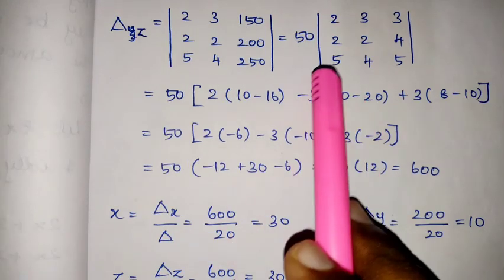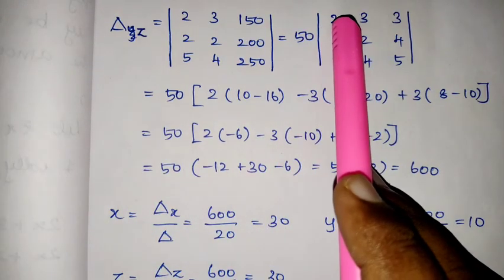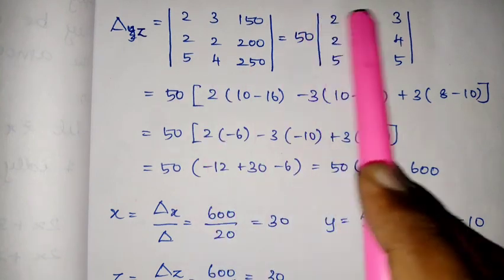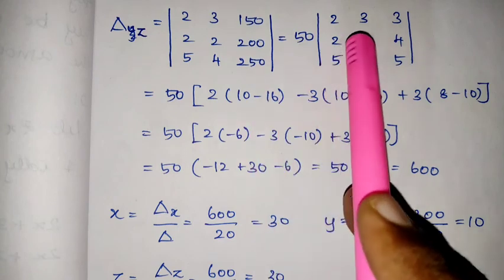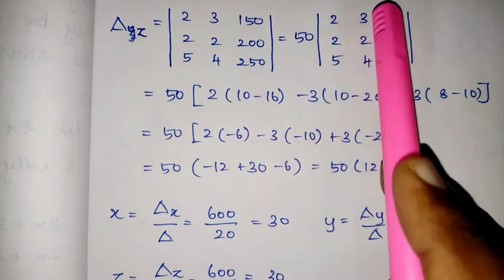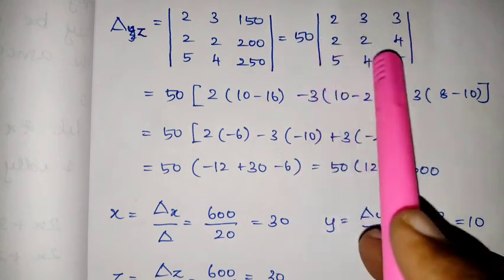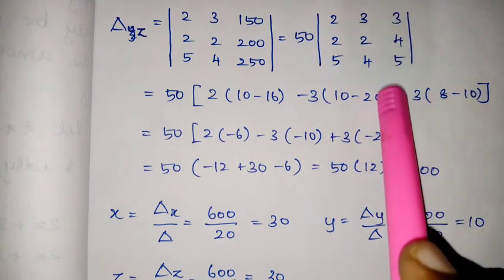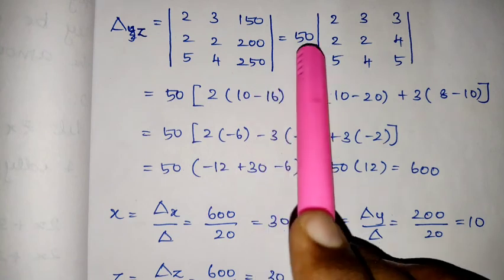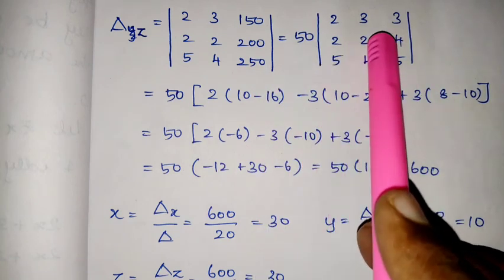Right, now expanding, leaving the element is 2, so 2 into leaving the row and column, 5 into 2 is 10, minus 4 into 4 is 16. Second element, change the sign, minus 3, leave the row and column, 5 into 2 is 10, minus 5 into 4 is minus 20. Then third element is 3, leave the row and column, 2 into 4 is 8, minus 5 into 2 is 10.